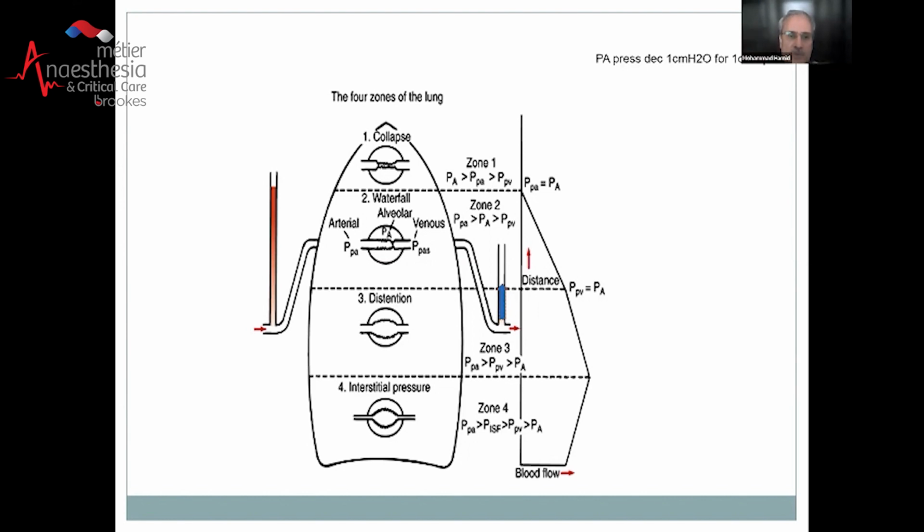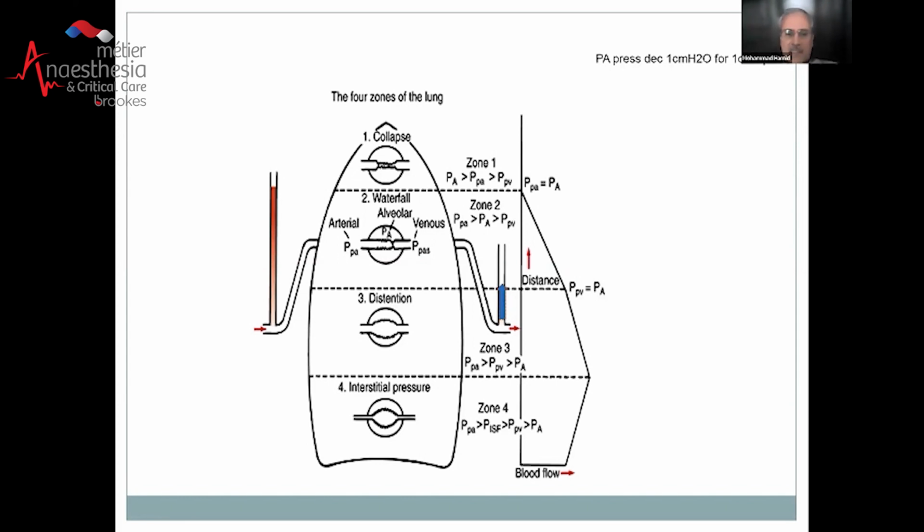So this zone 1 can increase in cases of hypotension and when alveolar pressure is much higher. When you put a lot of PEEP in a patient, then alveolar pressure will be much higher and zone 1 will increase and zone 2 will reduce.